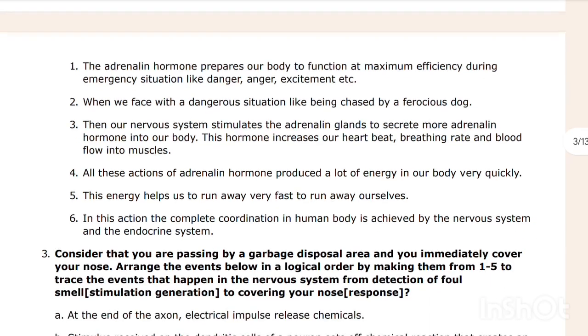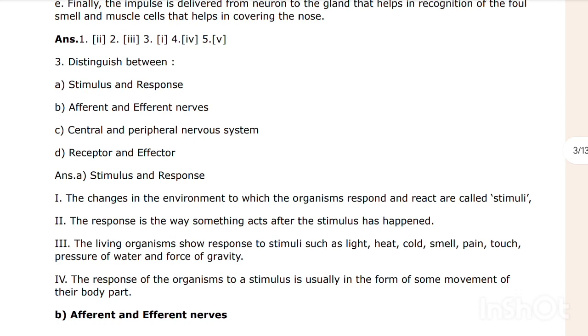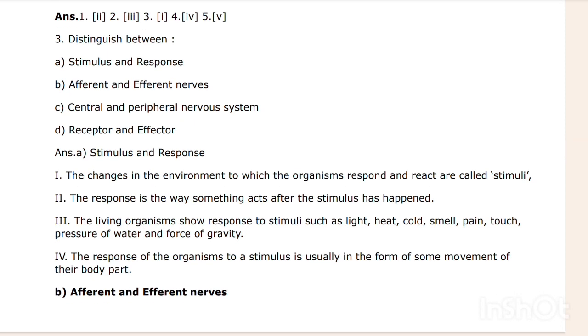Then the third one you can see: consider that you are passing by a garbage disposal area and you immediately cover your nose. Actually this is because of the bad smell that comes, and sometimes we feel like vomiting also.